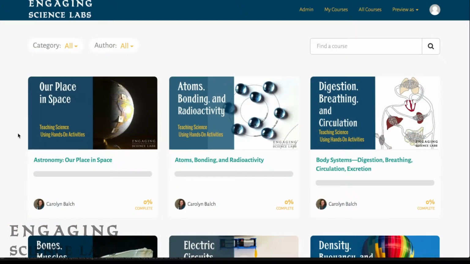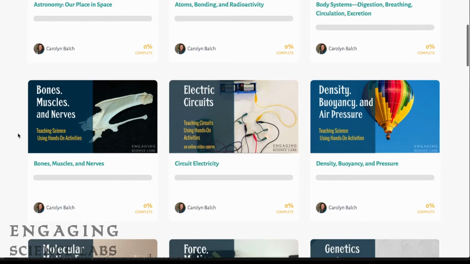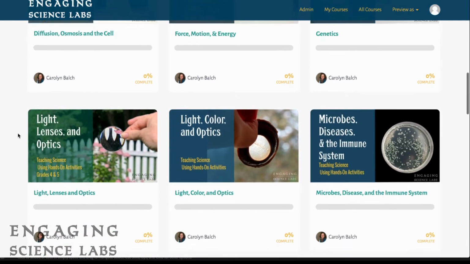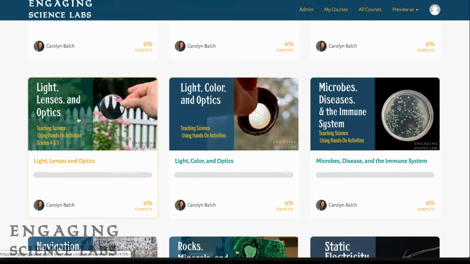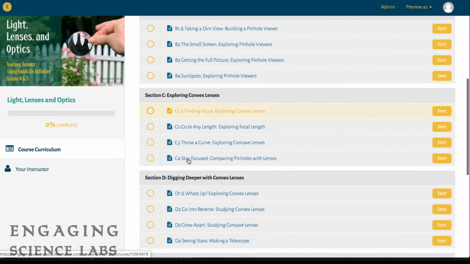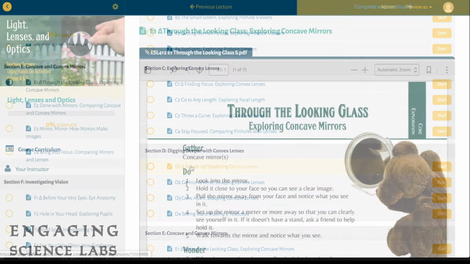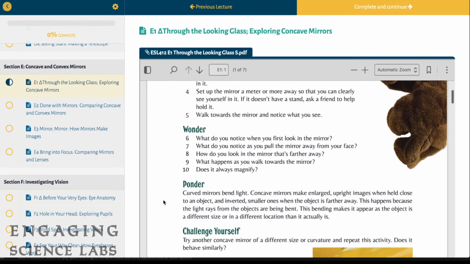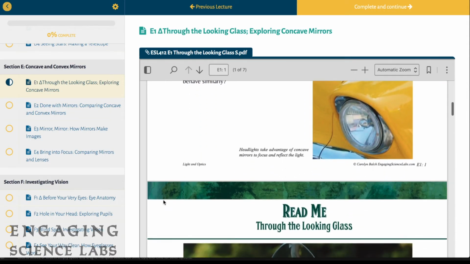The collection's growing. I'm adding new units and labs all the time. There's lots to choose from for middle school topics, and I'm just beginning to add more for younger students. Those targeted to upper elementary have a green background instead of blue. If you've been wanting to add more hands-on labs to your classroom or homeschool studies, I think the membership would be a helpful addition to your resources.